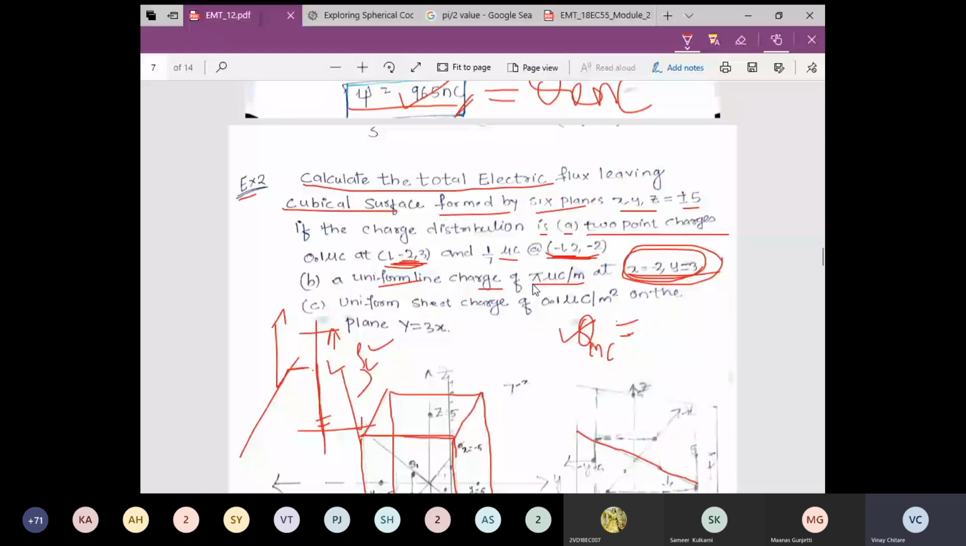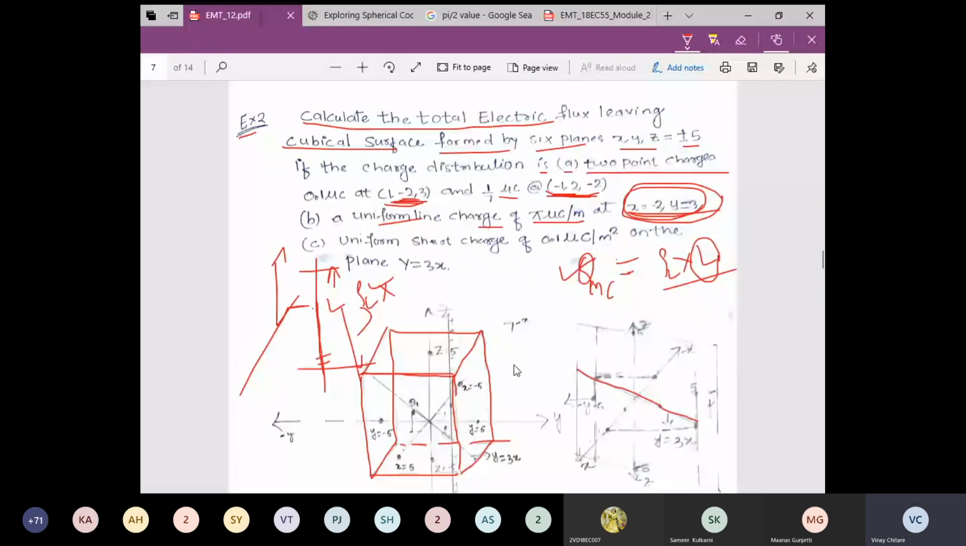Rho L into L. Yes, very good. It is rho L into L. Do you agree with this? That's fine. Now my question is, what should be this L so that I can find total charge enclosed inside that cubical surface?